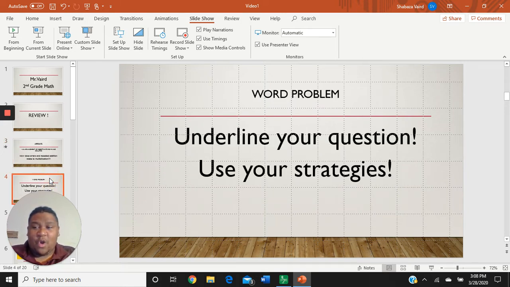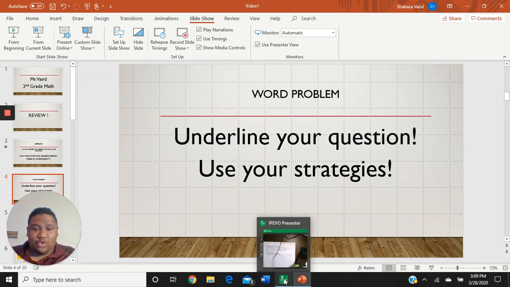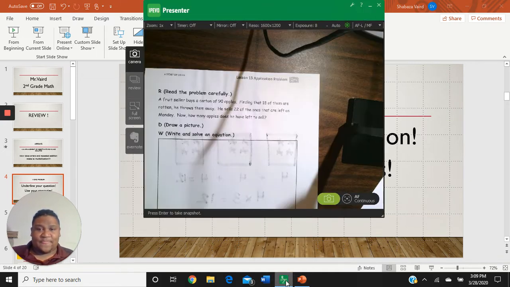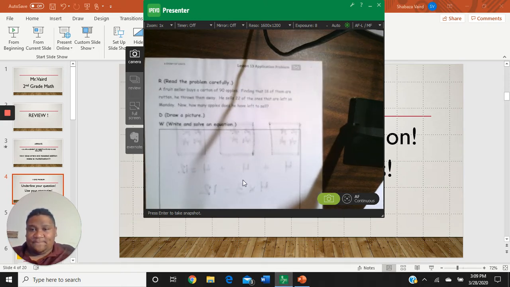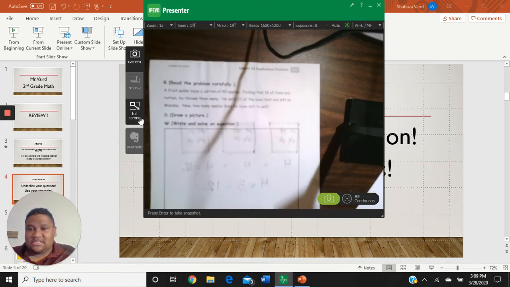Now I'm going to move on to your word problem. All right, it is on that same sheet. Just flip it over. So first, you must underline your question and then use your strategy. So let's look at it. You can see what I wrote on the back, but it's okay.